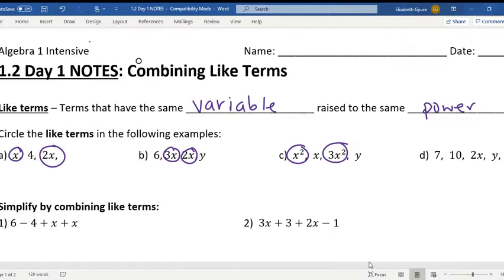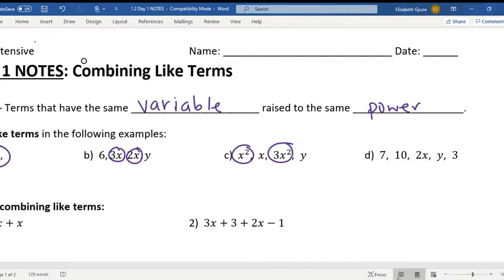All right, and then part D, we have 7, 10, 2x, y, and 3. I see 3 different like terms here, actually. Yeah, the basic numbers, right? Can you combine numbers with each other? Yeah, normally. So those are like terms. The 2x, that's the only x there. It doesn't match with anybody. And the y is the only y there. So that one also can't combine with anybody.